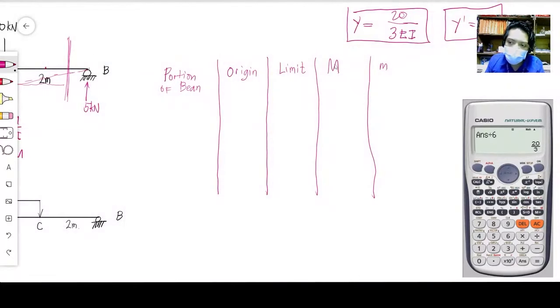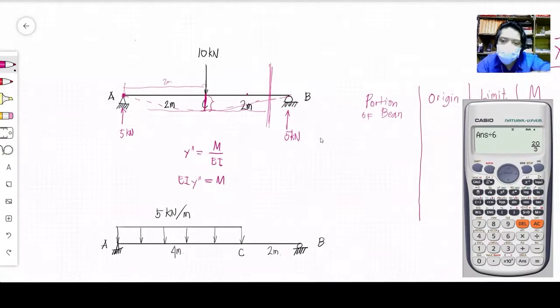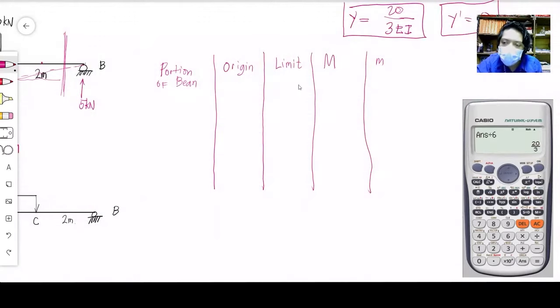This M right here, that is the moment equation of the beam due to the actual load. This 10 kilonewton, that is the actual load. So this capital letter M is the actual moment equation due to the actual load. This small letter m is the moment due to the virtual load.